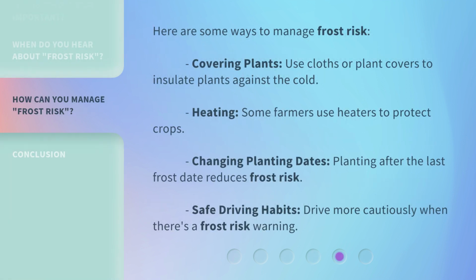Here are some ways to manage frost risk. Covering plants. Use cloths or plant covers to insulate plants against the cold. Heating. Some farmers use heaters to protect crops. Changing planting dates. Planting after the last frost date reduces frost risk. Safe driving habits. Drive more cautiously when there's a frost risk warning.